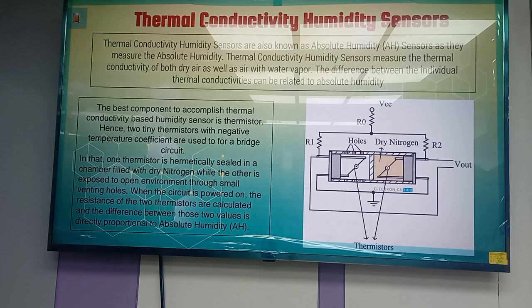So next is the thermal conductivity humidity sensor. Thermal conductivity humidity sensors are also known as absolute humidity sensors or AH sensors, as they measure the absolute humidity. They measure the thermal conductivity of both dry air as well as air with water vapor. The difference between the individual thermal conductivities can be related to absolute humidity. Here is a picture of the thermal conductivity humidity sensor and how it works.